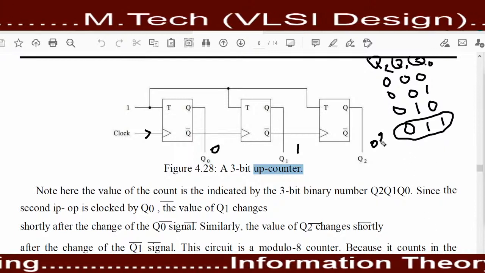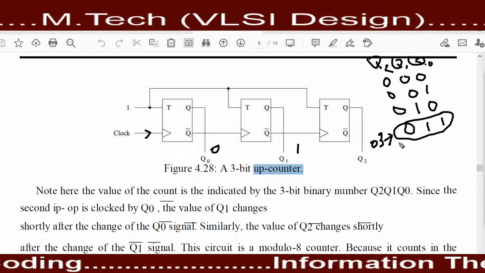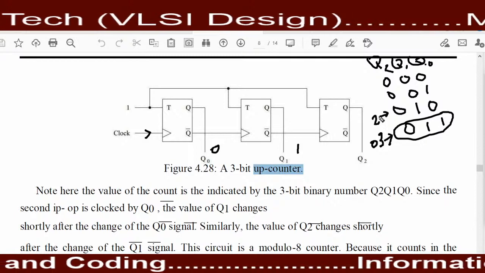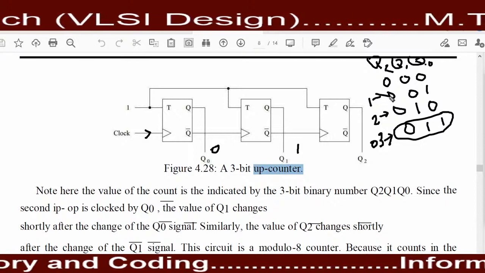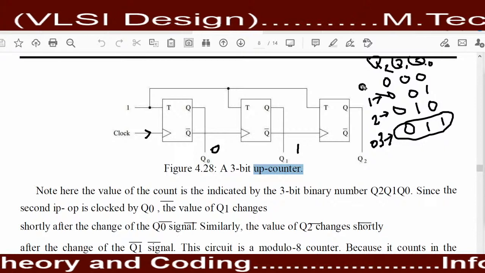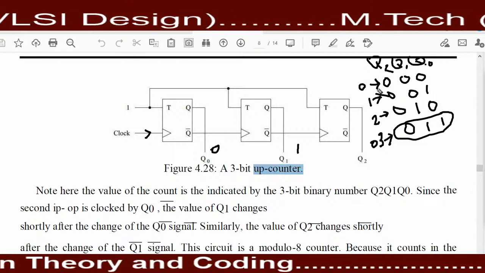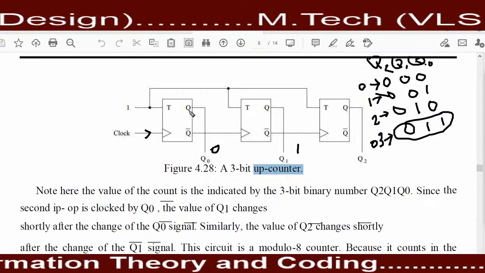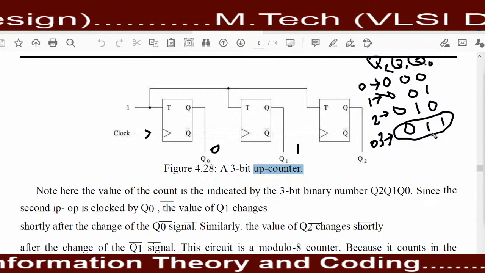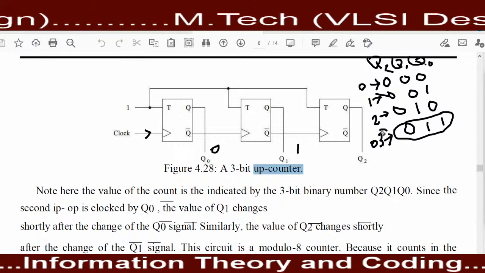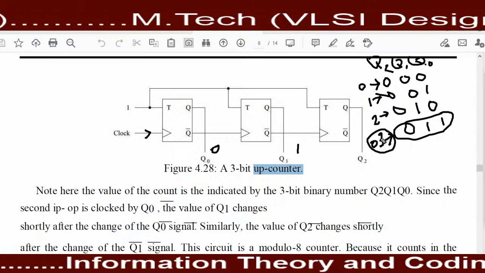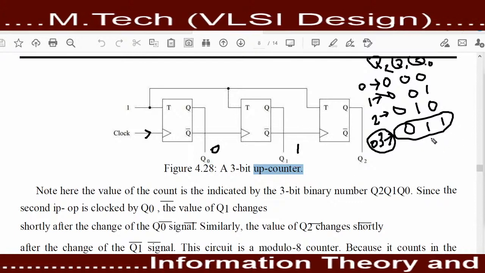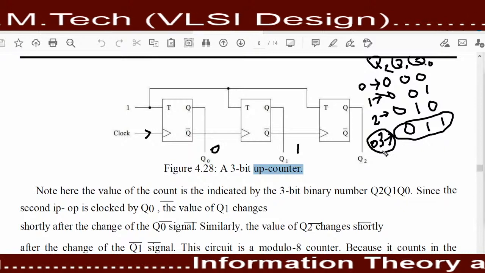When we provide the third clock pulse, the output will be 0 1 1. When we provide the second clock pulse, the output will be 0 1 0. When we provide the first clock pulse, the output will be 0 0 1. When we haven't provided any clock pulse, when the counter is in reset condition, the output will be 0 0 0. It means that the output of these flip-flops represents the binary form of the clock pulses provided to the circuit. That's why it is known as a counter circuit, because it counts the clock pulses.